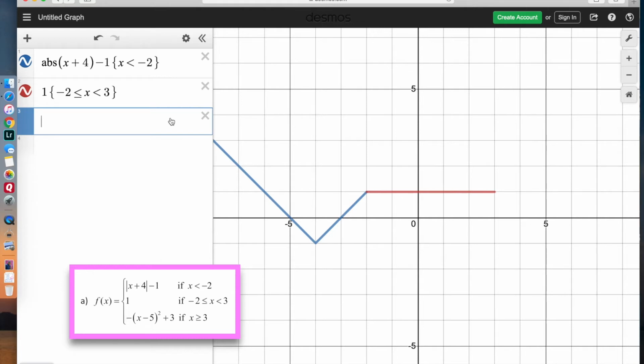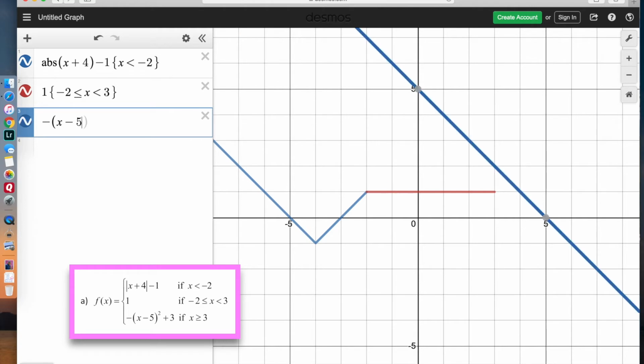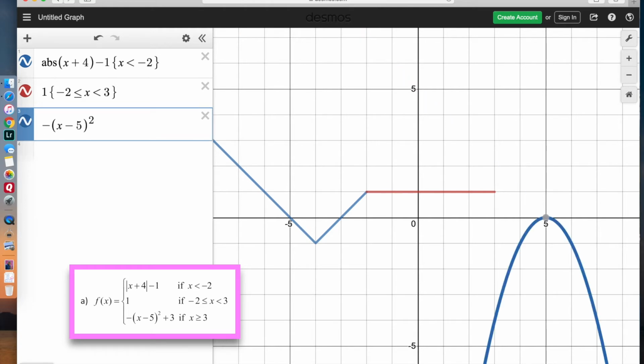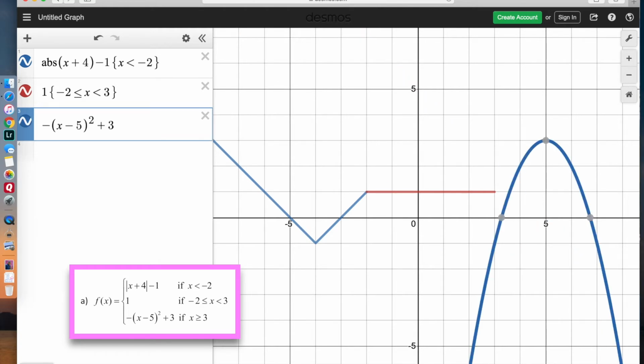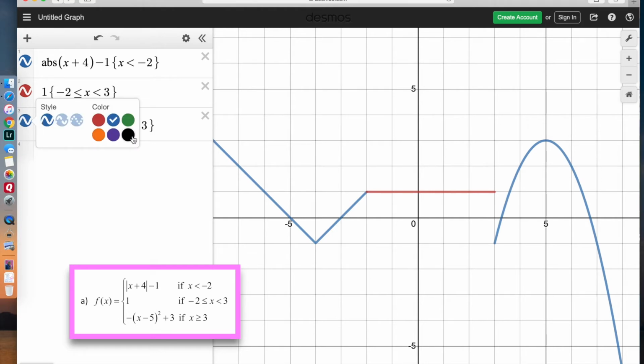And then the third part of the equation is negative parentheses x minus 5 squared plus 3. Again, I need to give the curly brackets to tell Desmos to just give me a portion of this piece of the function. So it's x is greater than or equal to 3: type greater than, then the equal sign, 3, and close the brackets. Oh, and let me change the color so I have 3 different colors.